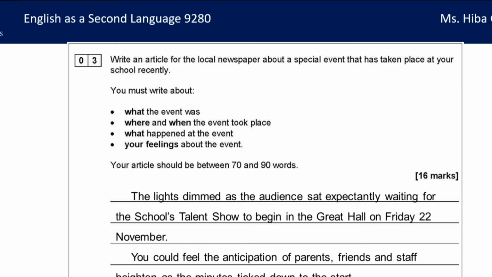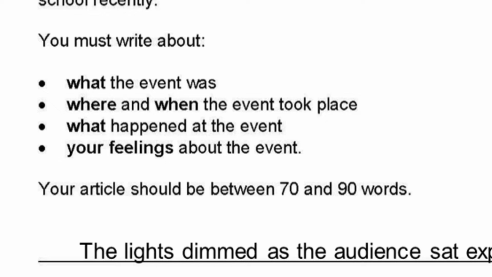Always align your response with the bullet points. This is your chance to showcase your ability to craft complex sentences. The 3rd bullet point asks for an explanation of what occurred at the event. Similarly, the 4th bullet point prompts you to express your emotions about the event. This necessitates providing more intricate details.